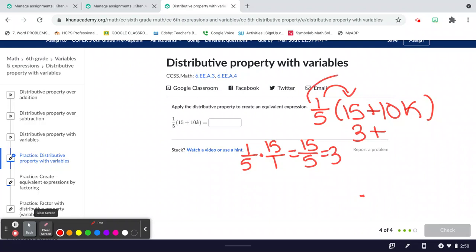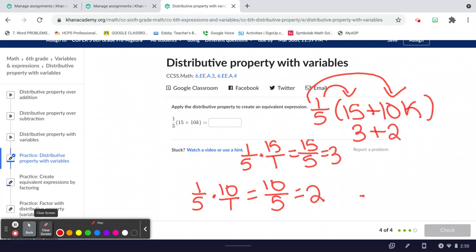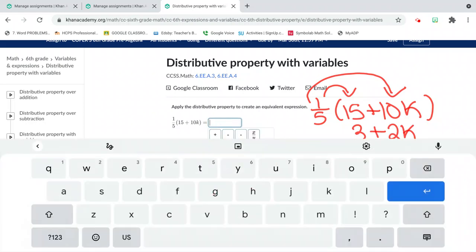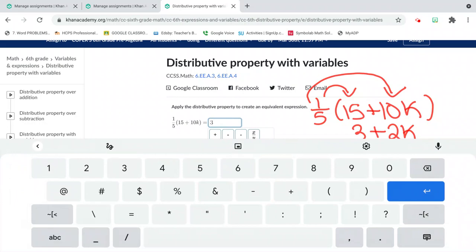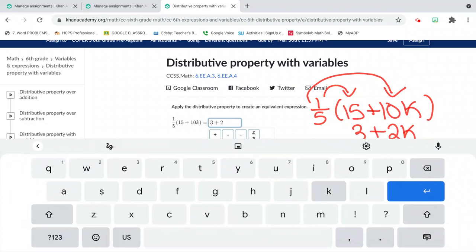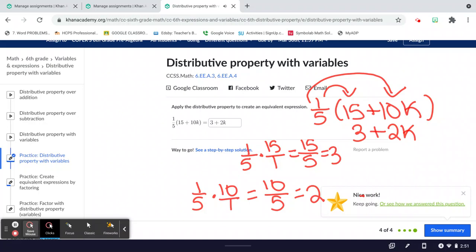I now need to see what 1/5 times 10 is. 1/5 times 10 over 1. 10 times 1 is 10. 5 times 1 is 5. 10 divided by 5 is 2. So I know that 1/5 times 10 is 2 wholes, but I have to bring down my k. So my answer is 3 plus 2k. And we are finished, guys.